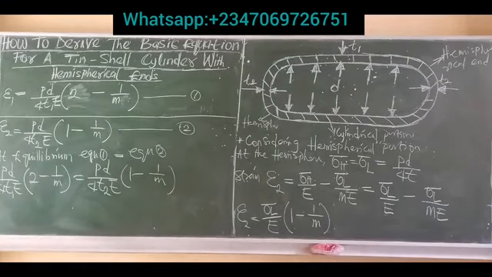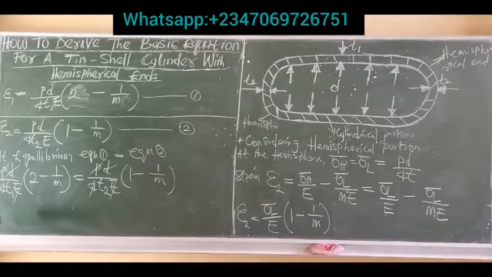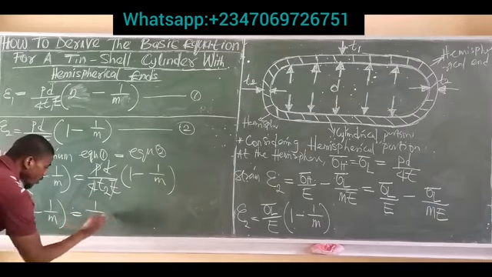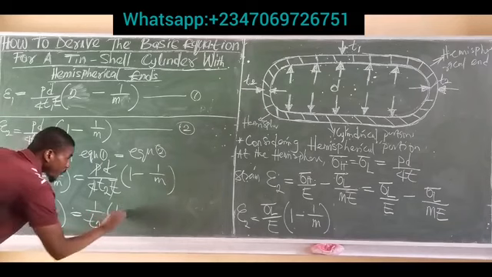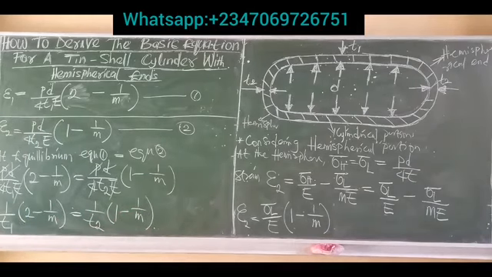Diameter remains the same. So pressure cancels pressure, diameter cancels diameter, and the 4 here cancels the 4 here. The Young's modulus also cancels the Young's modulus. What I am left with is simply 1 all over T1 multiplying 2 minus 1 over m, and this is equal to, same thing here, 1 all over T2 multiplying 1 minus 1 all over m. I simply have this relationship.